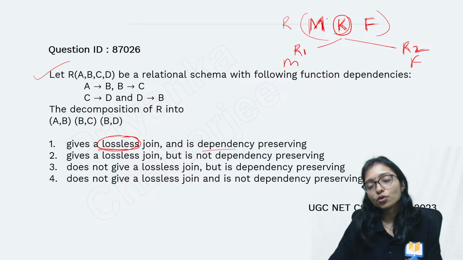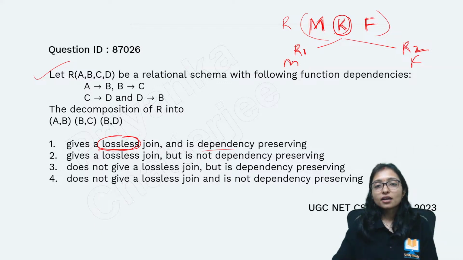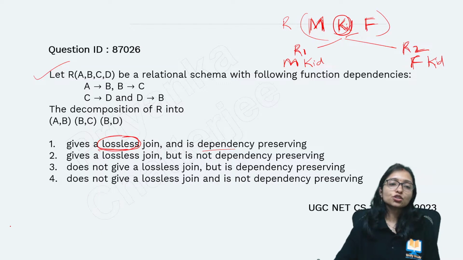Kid is the common person. Maybe the kid sometimes stays with mother, sometimes stays with father. As this kid is the common person here, there is a chance that this family can join again.